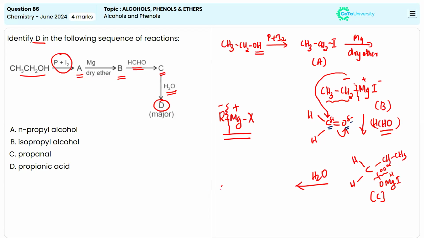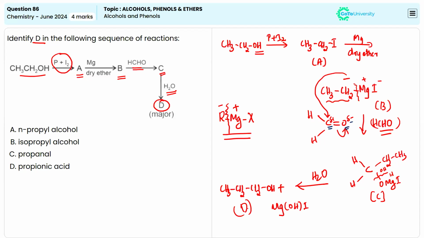So the product will be CH3 CH2 CH2OH, plus this MgI is there, and they will produce MgOHI because hydrogen is going here. So this is the product. So the product D is propanol.